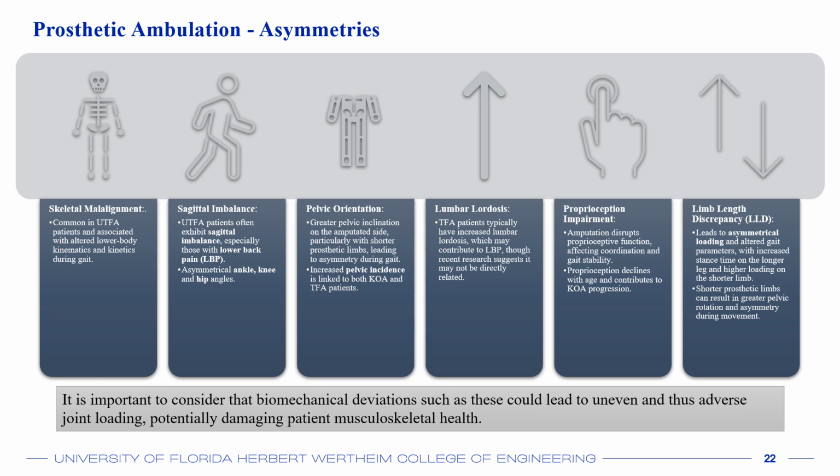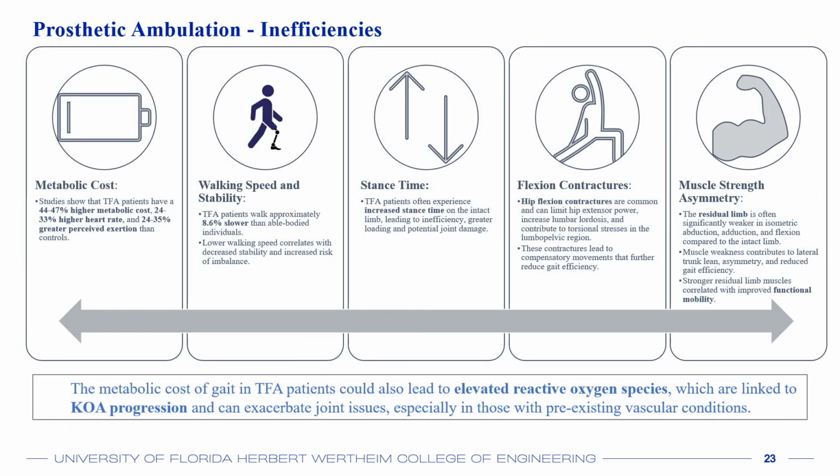Therefore, given these asymmetries, it is important to consider them in their role with respect to adverse loading in prosthetic ambulation. It is also important to consider the inefficiencies associated with prosthetic ambulation, one of which being the increased metabolic cost associated with prosthetic ambulation, in addition to the decreased walking speed and stability, with studies suggesting that a patient is more unstable the more joints are missing.